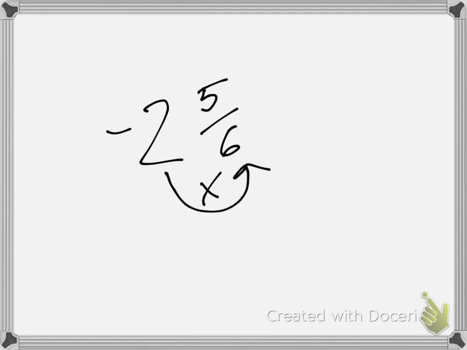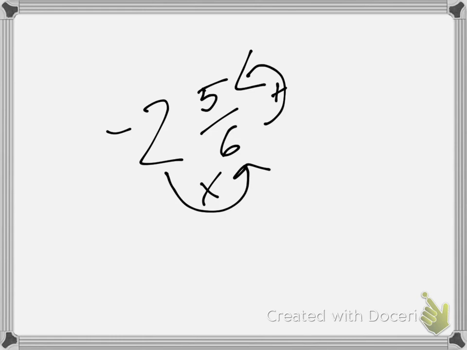Next, here's the other hint I'm going to give you. At number 3, we have negative 2 and 5/6. I can't divide with a mixed number. What am I going to have to do to it, Chris? We have to turn it into an improper fraction. And Chris is completely right. How do we turn it into an improper fraction, Chris? We multiply by that, and then we add it to the top.